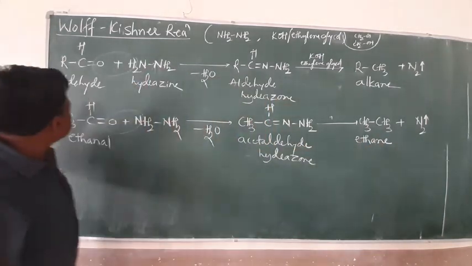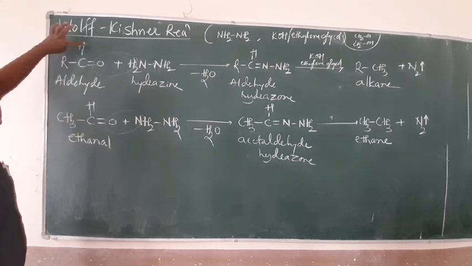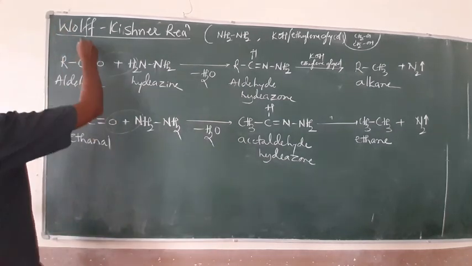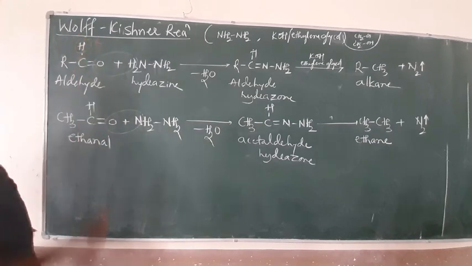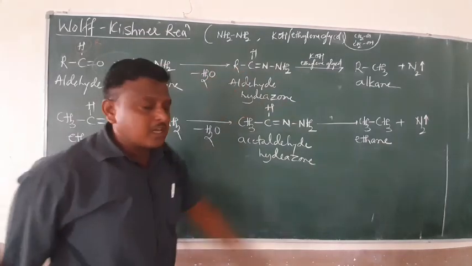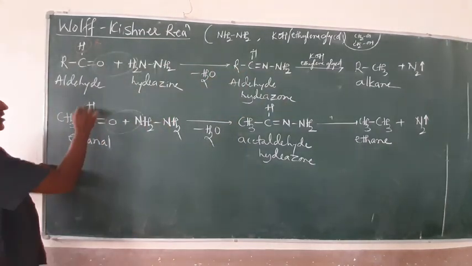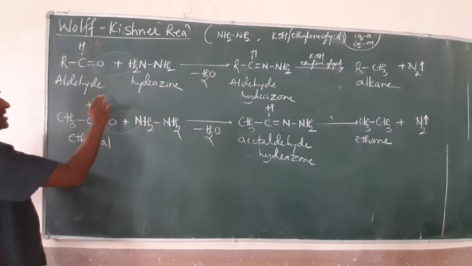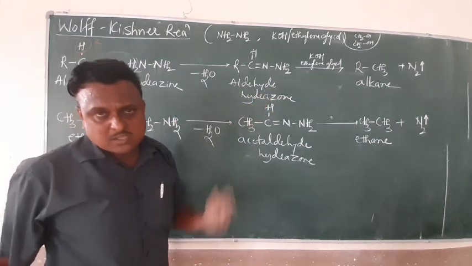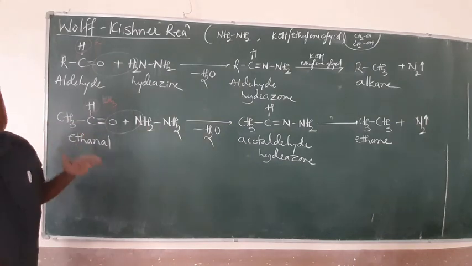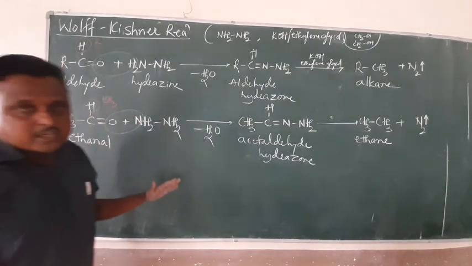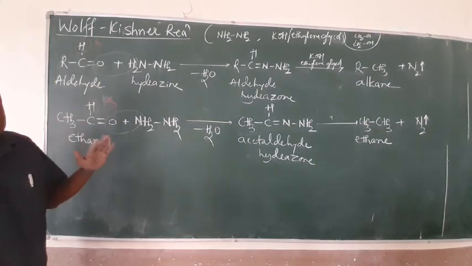Similarly, you can practice with your ketone also. We just have to change this H place into an R. Automatically it is a ketone, and the formation is the ketone hydrazone and alkane. Similarly, we can change this position to CH3, acetone, and automatically you can change the compound. This is the Wolff-Kishner. In this part, we have come across one, Clemmensen's reduction reaction, and another, the Wolff-Kishner reaction.